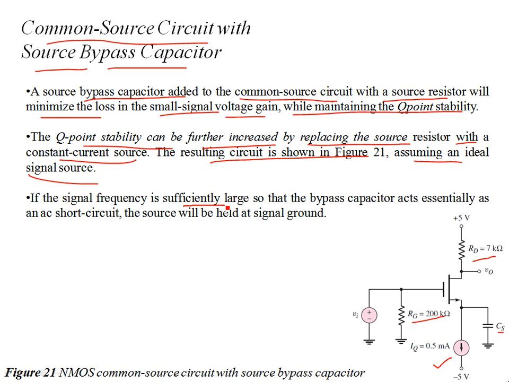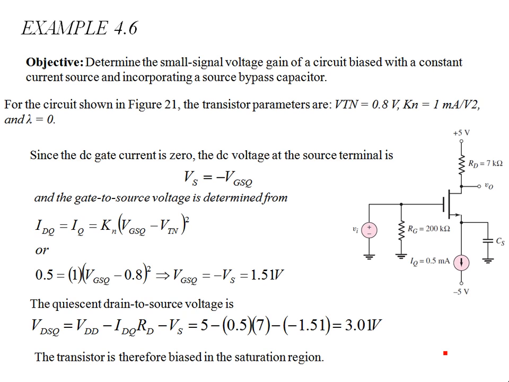If the signal frequency is sufficiently large, the bypass capacitor acts essentially as an AC short circuit, and the source will be held at the signal ground. So this part, the source is going to be at the signal ground, and this is going to minimize the loss first of all. Because we're not considering the source resistor, this is going to stabilize the IDQ, the drain current at the Q point, and you will also see that the voltage gain will improve. So this is example 4.6 that illustrates these ideas.